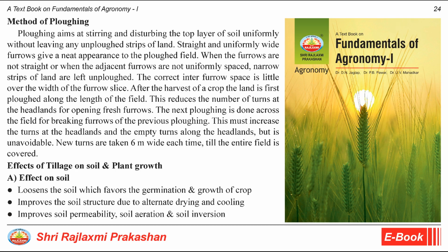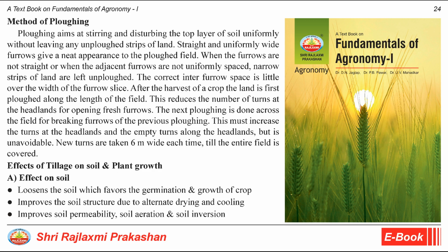Method of plowing. Plowing aims at stirring and disturbing the top layer of soil uniformly without leaving any unplowed strips of land. Straight and uniformly wide furrows give a neat appearance to the plowed field. When the furrows are not straight or when the adjacent furrows are not uniformly spaced, narrow strips of land are left unplowed. The correct inter-furrow space is a little over the width of the furrow slice.